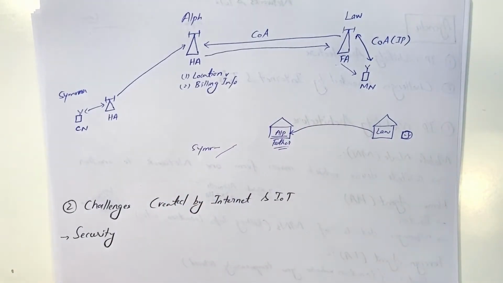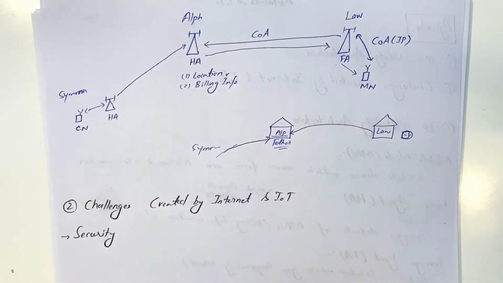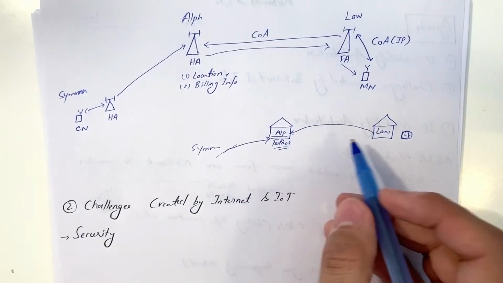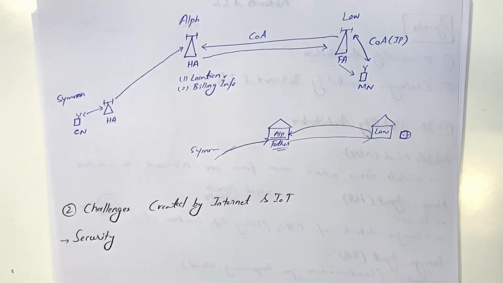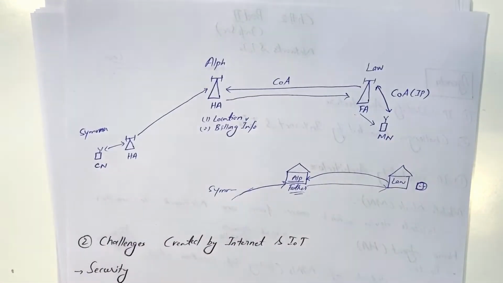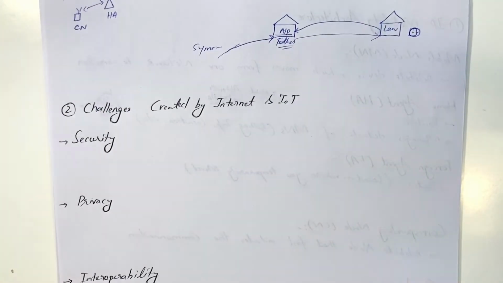And for example, you don't have your cell phone with you. Firstly, he will call you at your home. Your father will let him know, hey, he's at his cousin's place. Then the call will be forwarded to your cousin's place. That's exactly the way IP mobility works. Next are some challenges created by the internet and IoT.